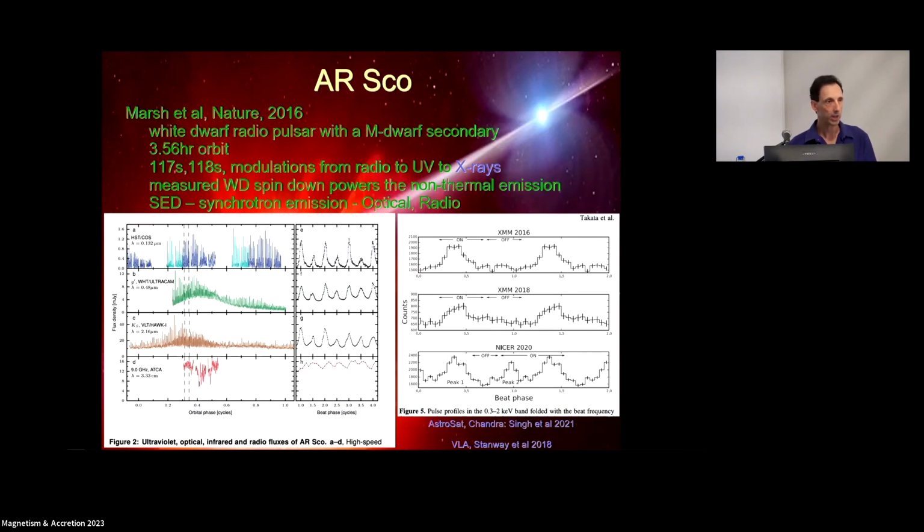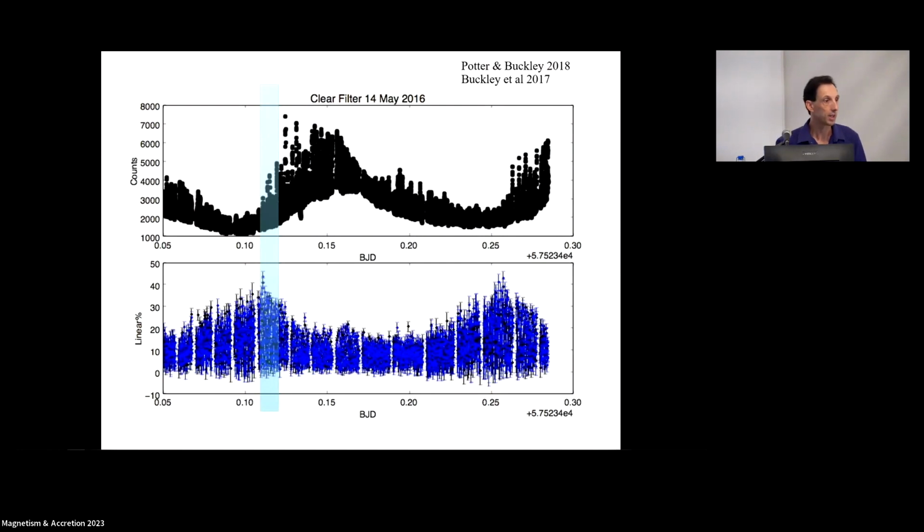So for this talk, I'm going to focus on the optical polarimetry, because after this publication, David and I discovered that this system also emits optical polarization. And here's an example of a data set. This data was obtained with the Hippo polarimeter on the 1.9 meter telescope in Sutherland. You can see in the upper plot the long 3.5 hour orbital period. And then in the lower plot is the linear polarization. You can also see there's an orbital modulation there as well.